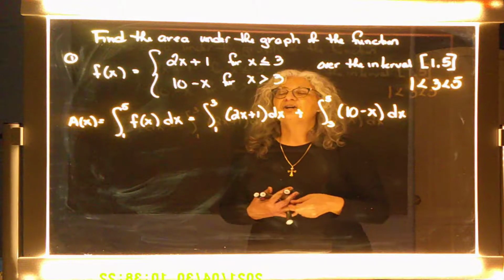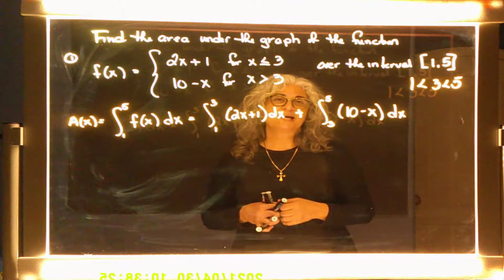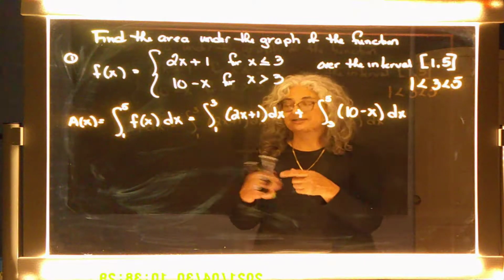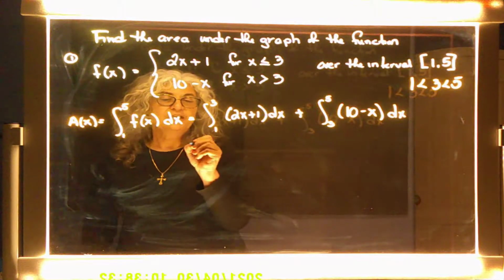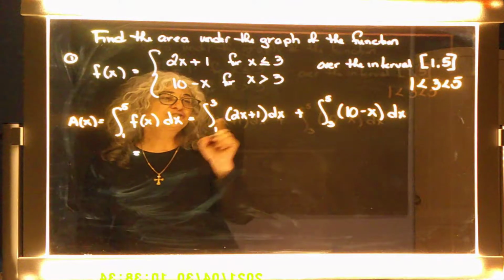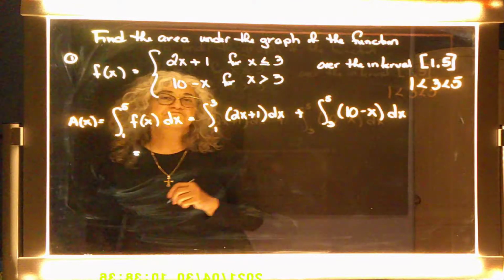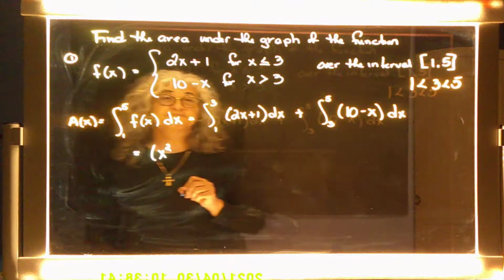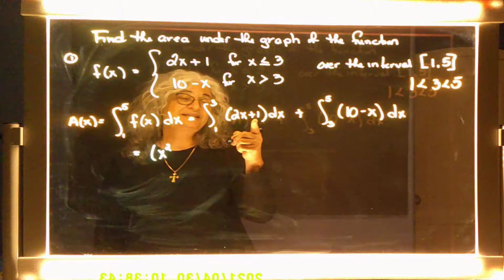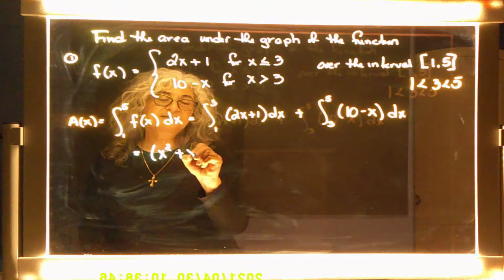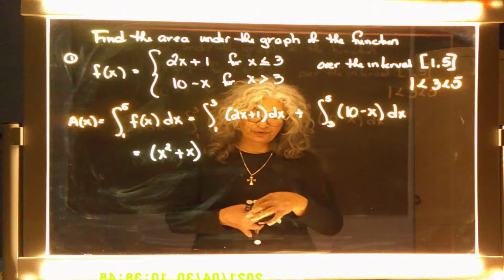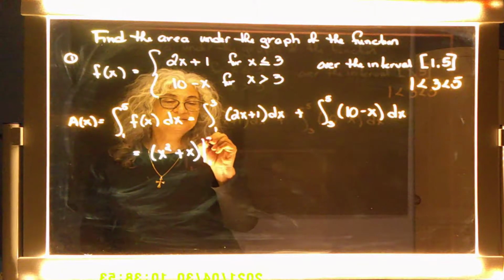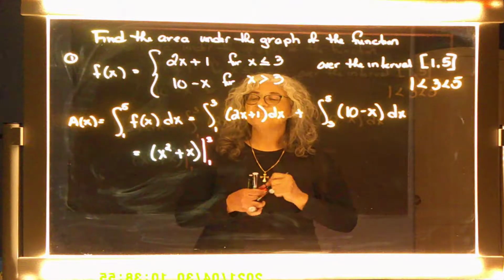Good? Okay. Now, you know as well as I do how to take the antiderivative of each one of these. So let's look at the first one. So I am going to take the antiderivative of 2x plus 1. What do you guys get? Yeah, you just get x squared, right? And the antiderivative of 1 is x. And you're going to evaluate this from 1 to 3. Good? All right.